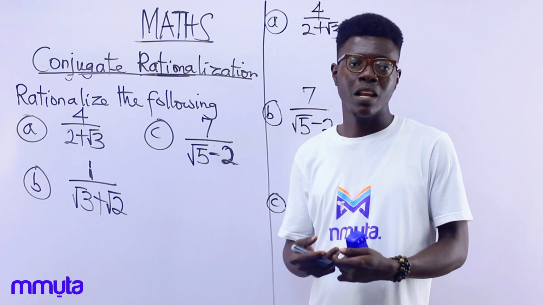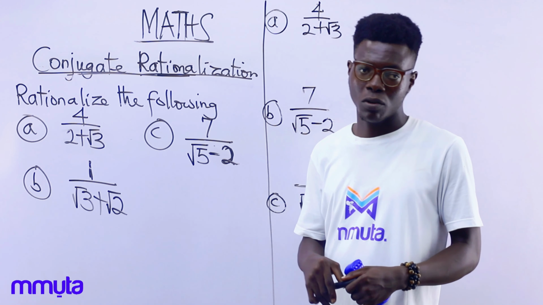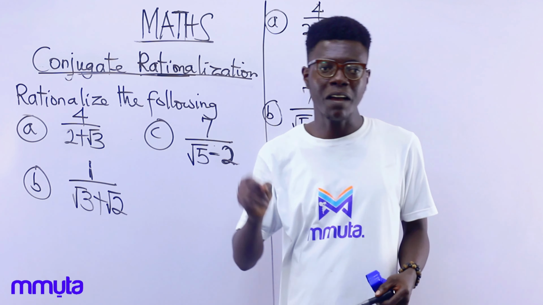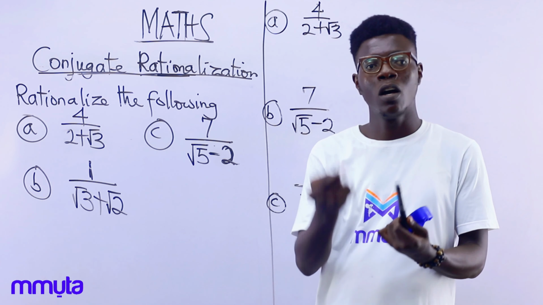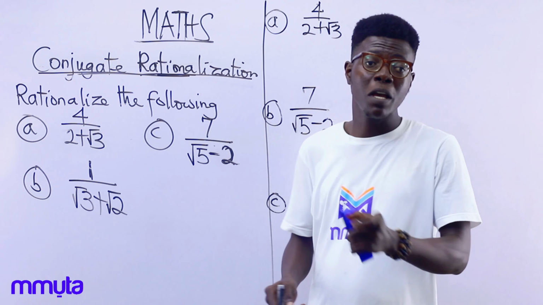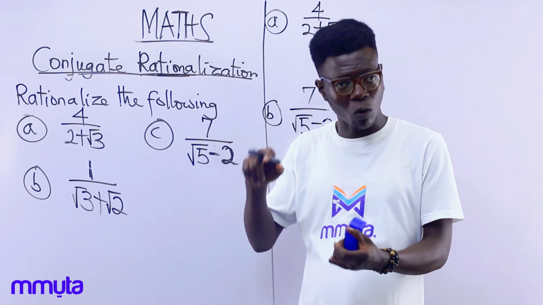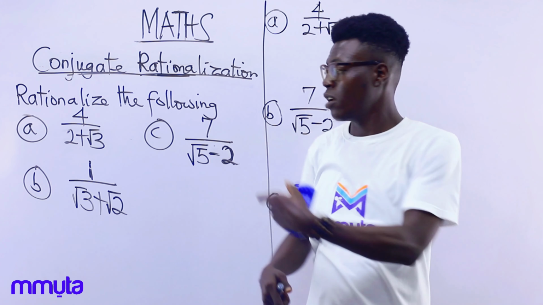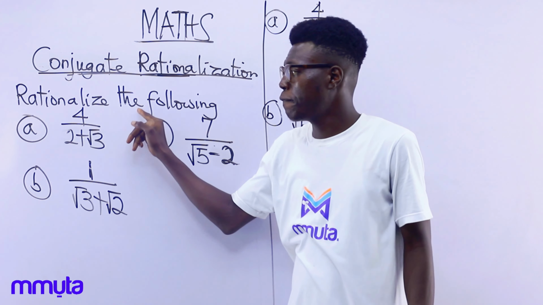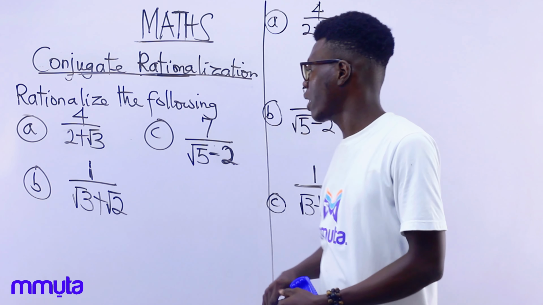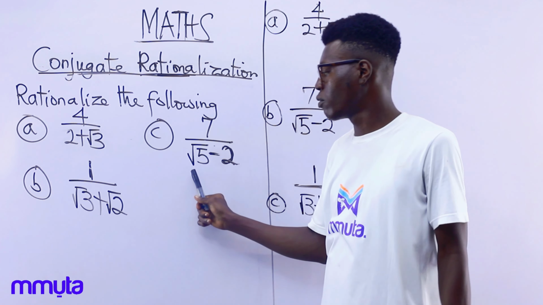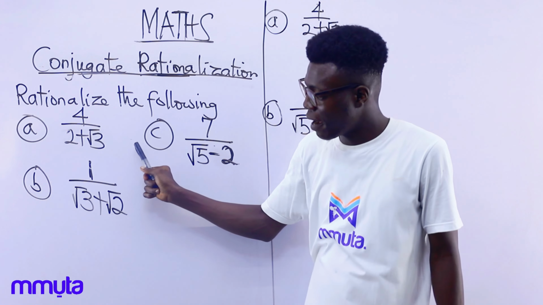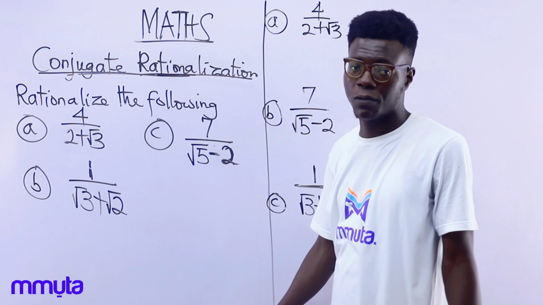We want to rationalize surds whose denominator is a surd, or a surd having a denominator of more than one surd. How do we do that? Or maybe a surd having a denominator of a surd and a number, or a rational number. Okay, how do we do that? We have 4 over 2 plus root 3, and then we have 7 over root 5 minus root 2, and then we have 1 over root 3 plus root 5.